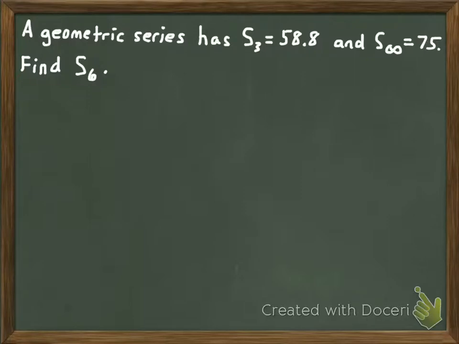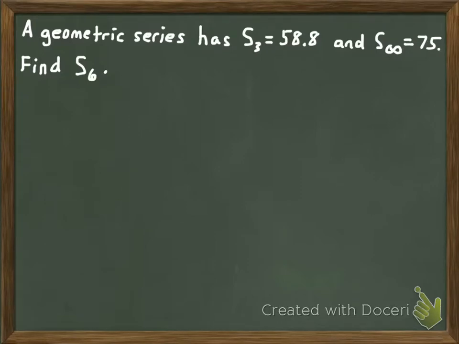Hey, we only got one more problem to go through. These are really simple, aren't they? This one might be a little bit tougher. Let's see. A geometric series has the sum of its first three terms equal to 58.8, and its sum to infinity is 75. We're going to try to find the sum to 6 terms. Well, here we're mixing a little bit of our finite geometric series with our infinite geometric series.